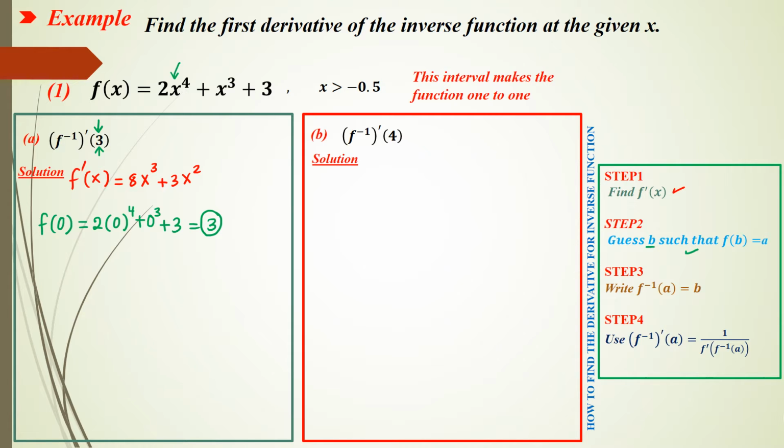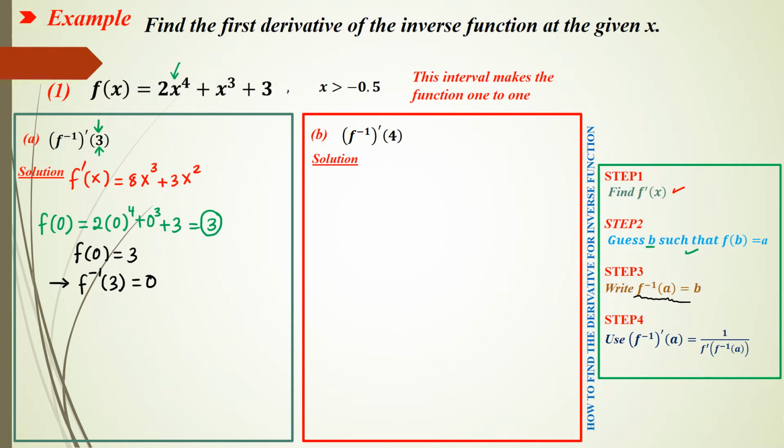And the third step you have to rewrite step 2 in terms of the function f inverse of x. Now since f of 0 equals 3, this means that f inverse of 3 equals 0.